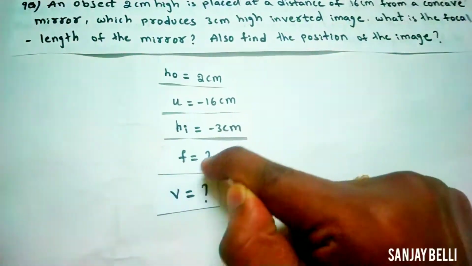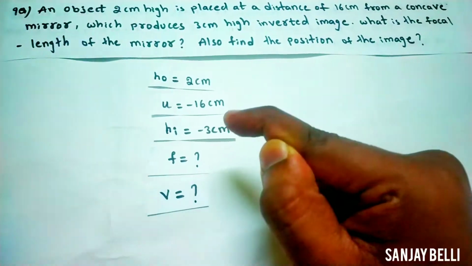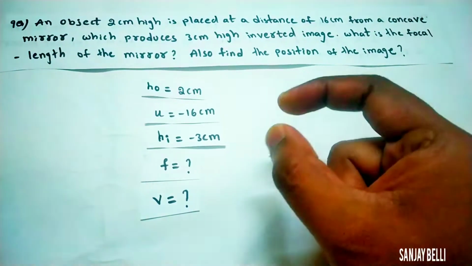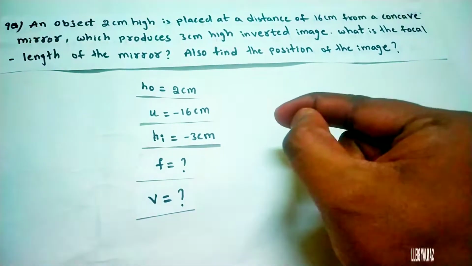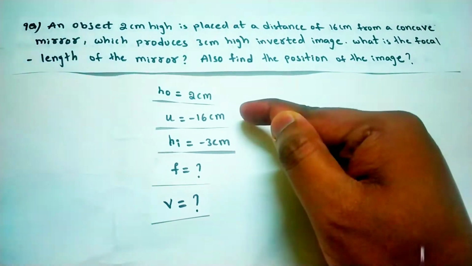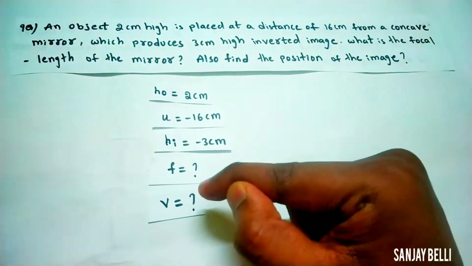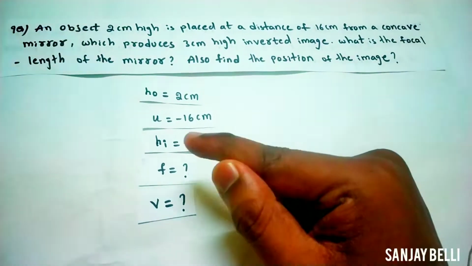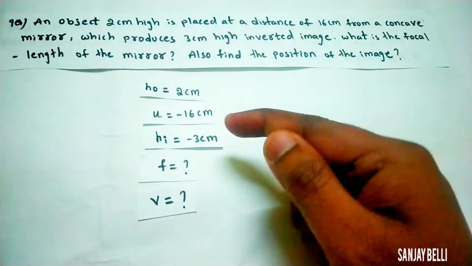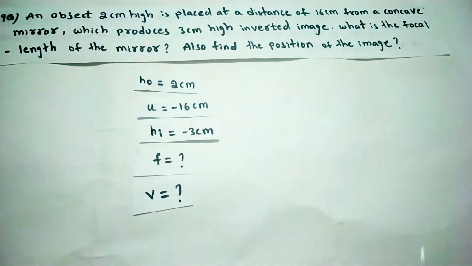Why? Because if we want to find the focal length, what do we require? U and V are required. When you have U and V, we can find F, but we have only U. That is the reason we first have to find V. Once we find V, then it's easy to find the focal length. Then how to find V? We have one formula. What is that formula?